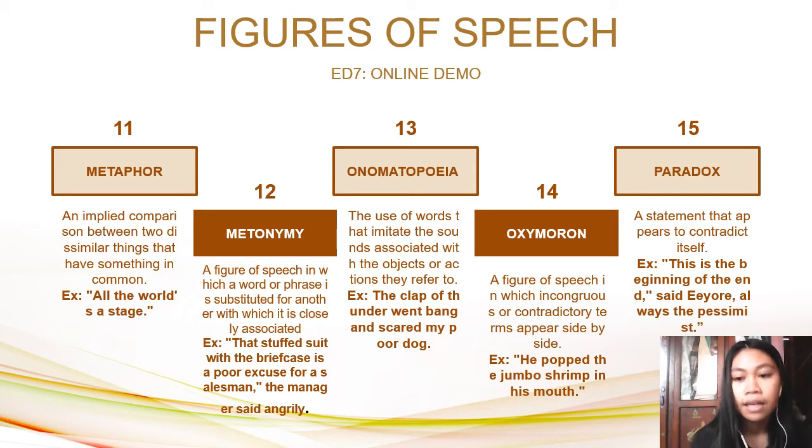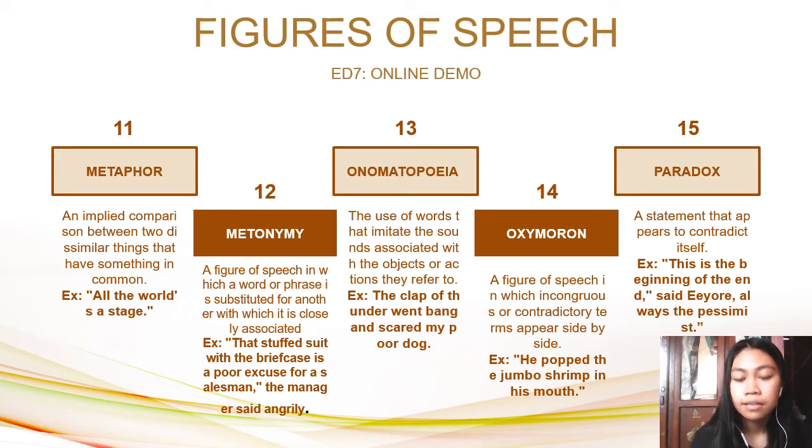Onomatopoeia. Onomatopoeia is the use of words that imitate the sounds associated with the objects or actions they refer to. Example: the clap of the thunder went bang and scared my poor dog. Bang, boom, like that is also an example of onomatopoeia.